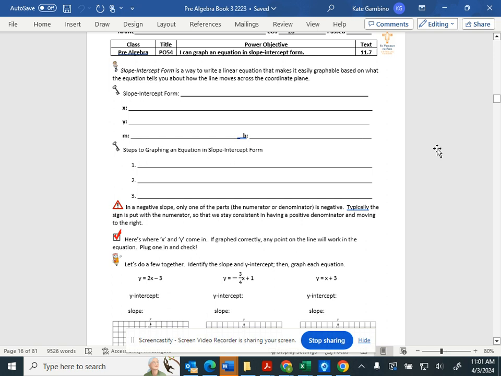Okay, good morning. Today we are doing PO54. So this is a power objective. PO54, I can graph an equation in slope-intercept form.